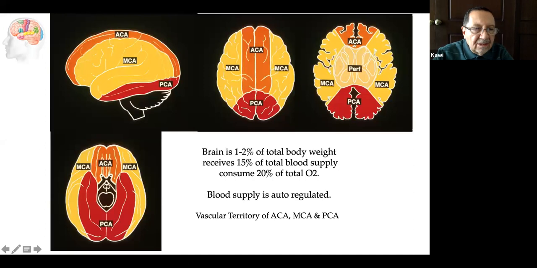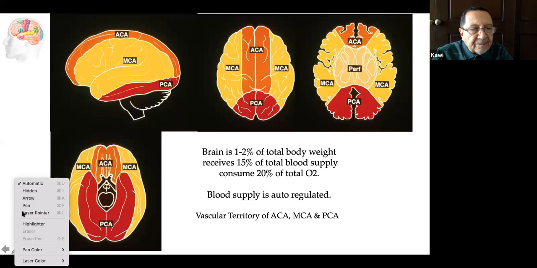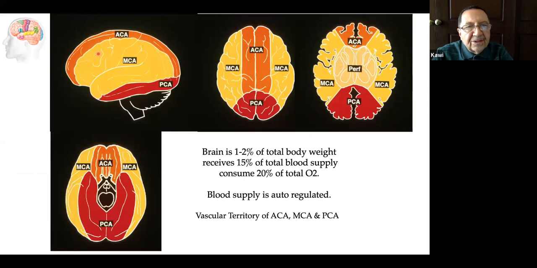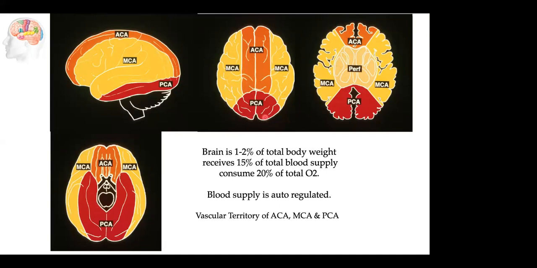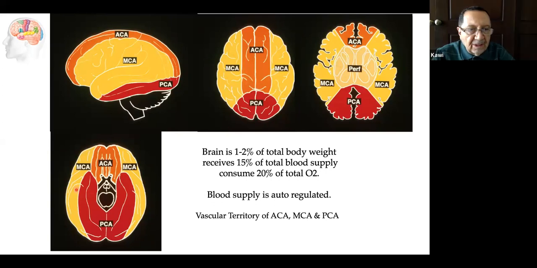And there are several vascular territories. As we can see here, these are the vascular territories of the anterior cerebral artery, which is mainly on the mesial side of the anterior part of the hemispheres. There is the largest, which is the middle cerebral artery, which is the lateral part of both hemispheres. And there is the posterior cerebral artery, which is the inferior part of the hemispheres, and the occipital region, which serves vision.